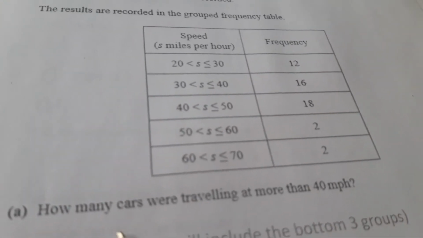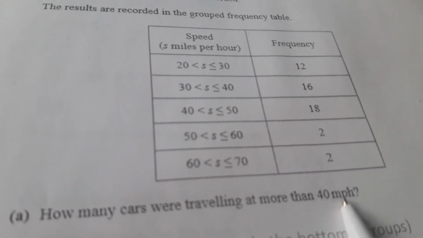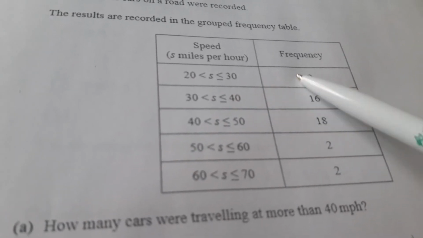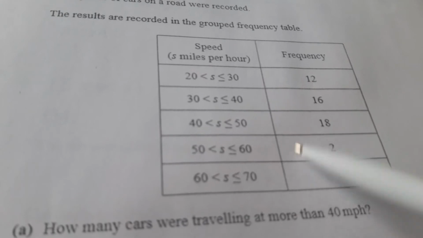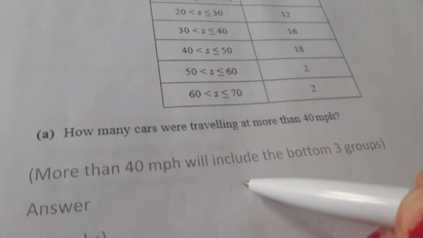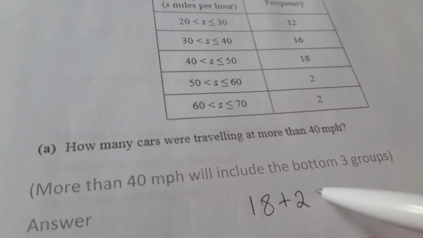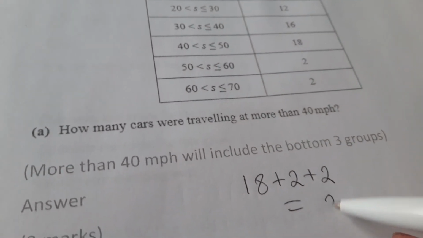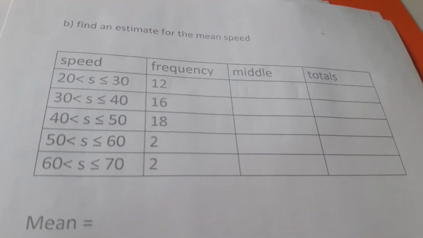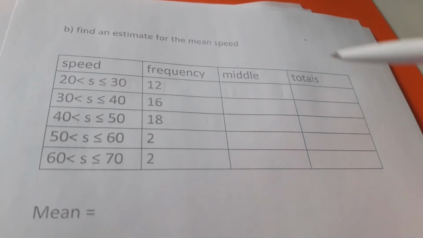First of all, how many cars were travelling at more than 40? Well, all of these cars were going at less than 40. But these cars were going at more than 40. So you just had to go 18 plus 2 plus 2, 22 cars. Okay? That was confusing for a lot of people. Next question was done pretty well. I'm just going to go through it really quickly.